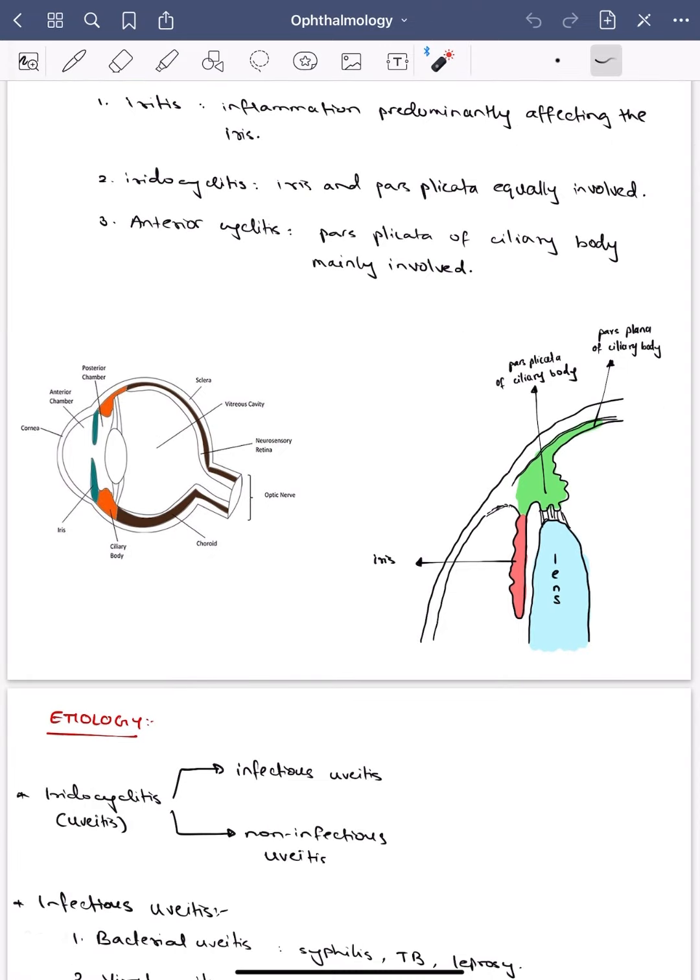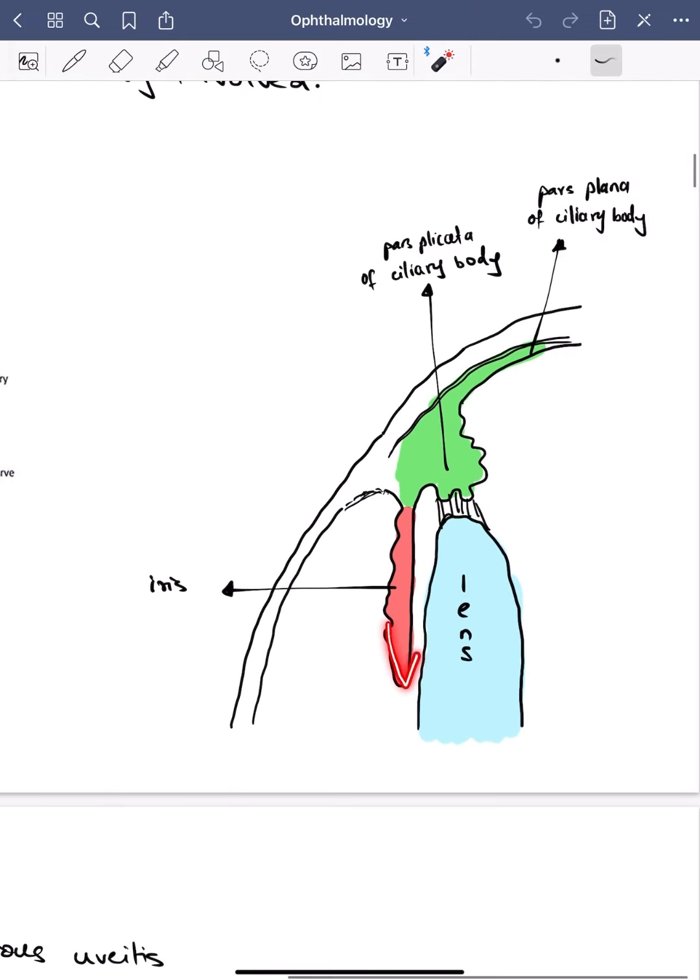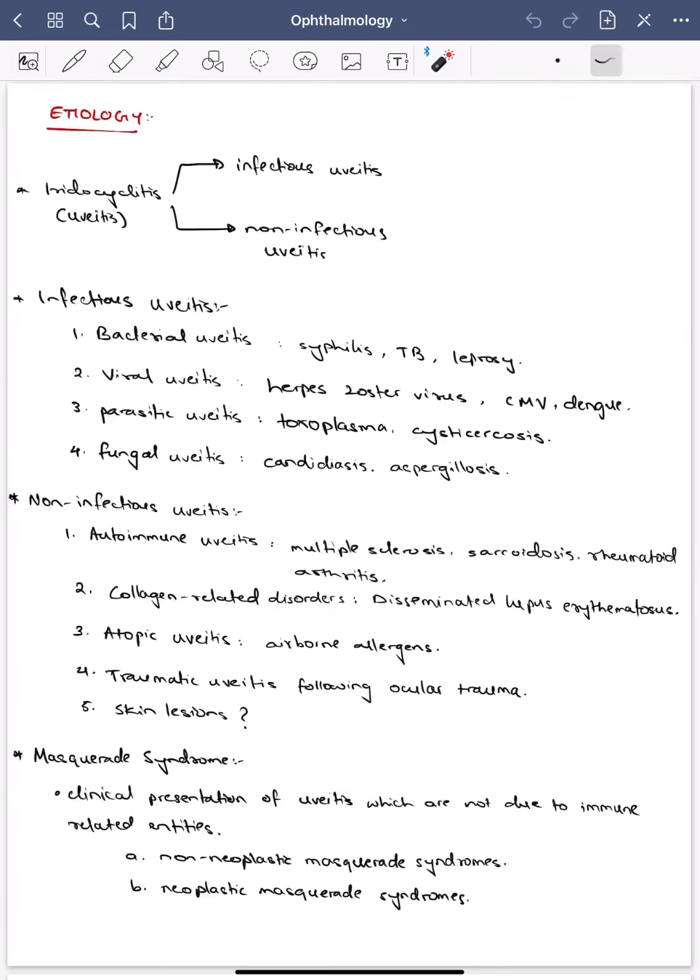So remember, anterior uveitis is the inflammation of the uveal tissue from iris up to the pars plicata. Now you can see in this diagram, this is the iris, this is the pars plicata, and this is the pars plana, and this continues as choroid. Now for our exams, the most important is iridocyclitis, that is inflammation of the iris and the pars plicata of the ciliary body. Now let us look into the etiology of uveitis or iridocyclitis.